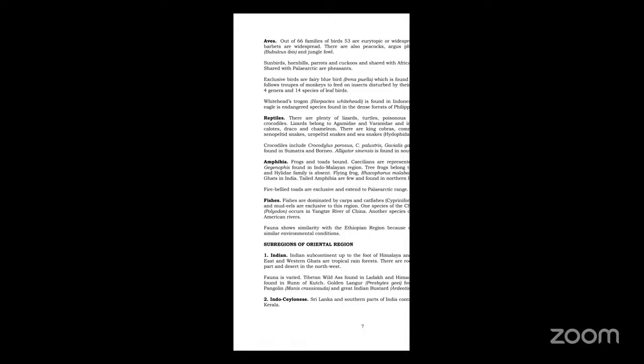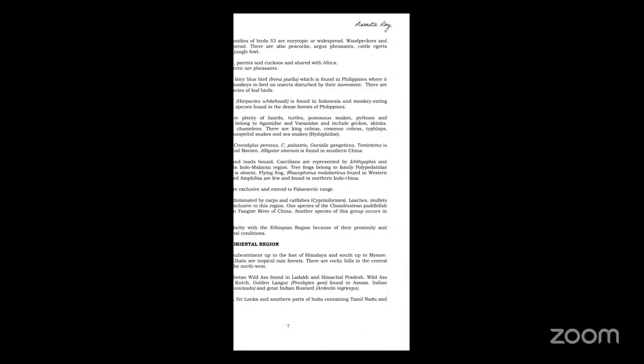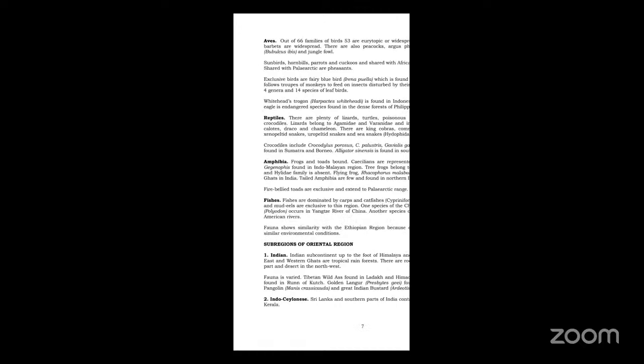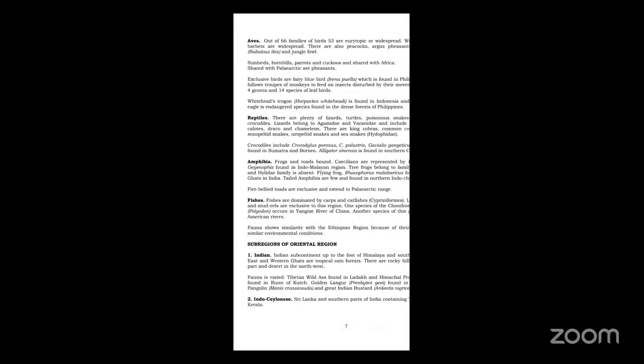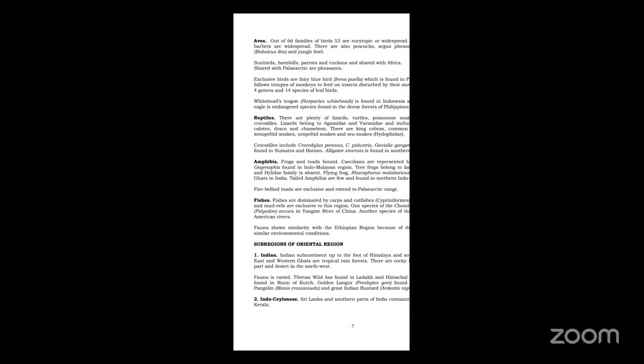Now coming to fishes. The fishes are dominated by carps, means the majority of the fishes are the carps and the catfishes. Then you have got the loaches, bullets, and mud eels, which are also exclusive to this region. That means they are found only in this particular region. One species of the paddlefish called Polyodon is present in the Yangtze River of China. Another species of this group occurs in the American rivers.